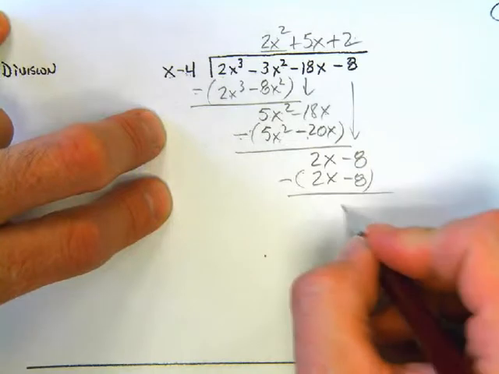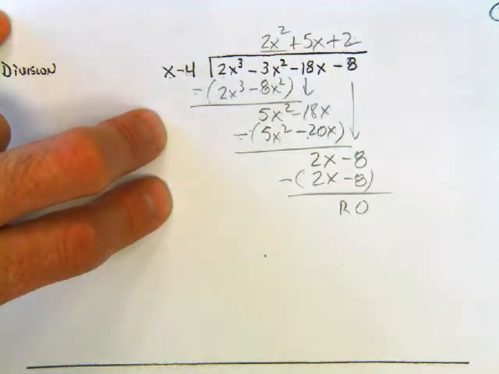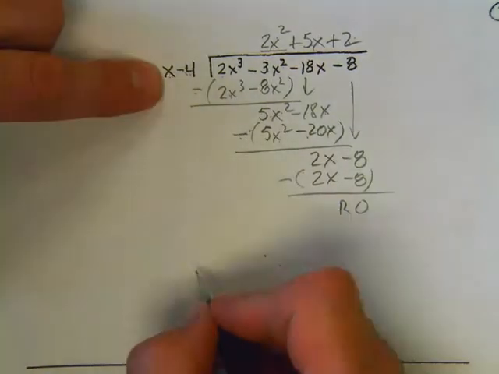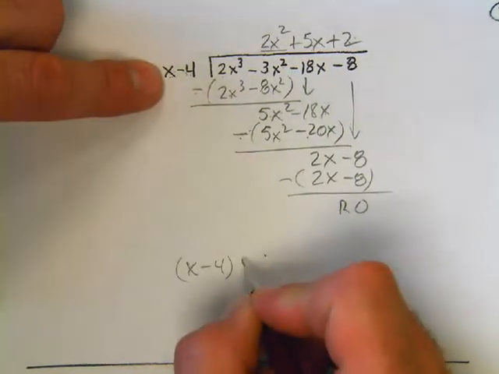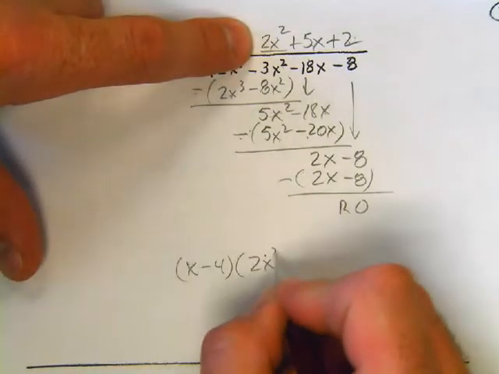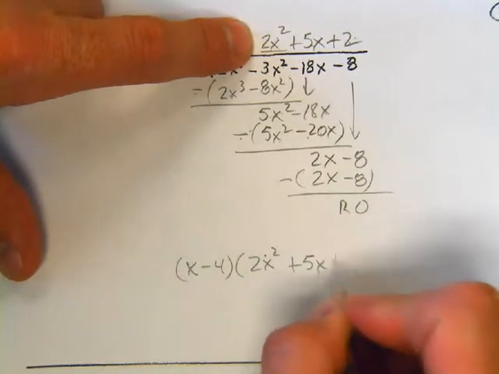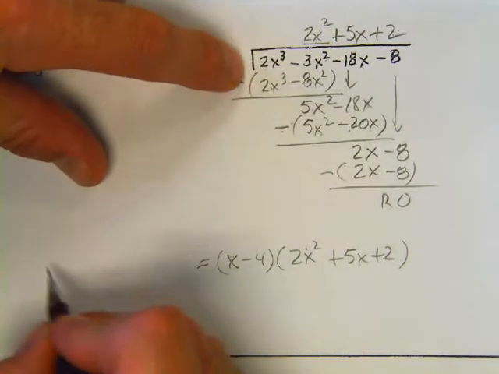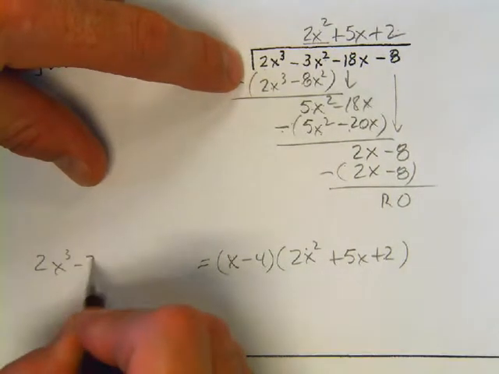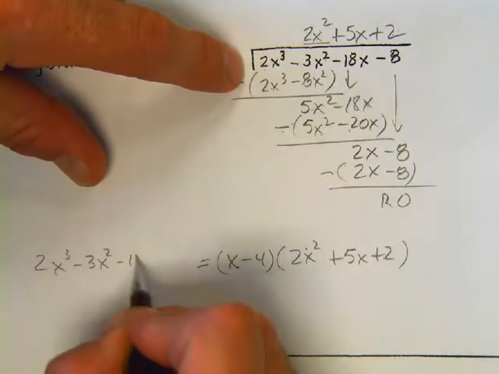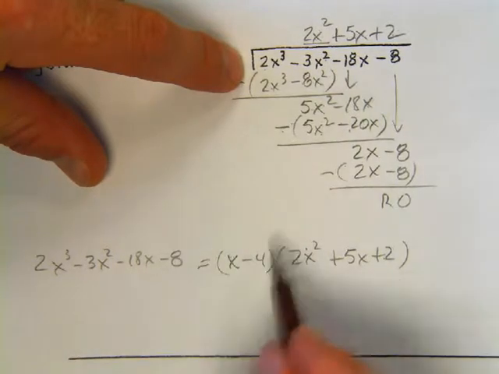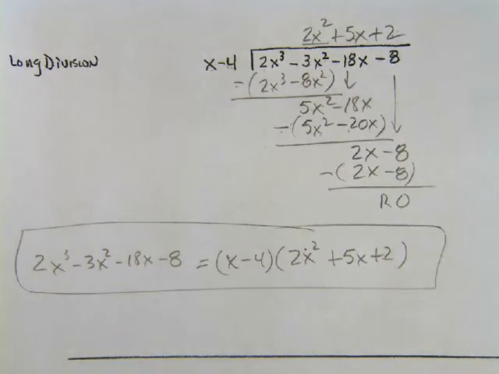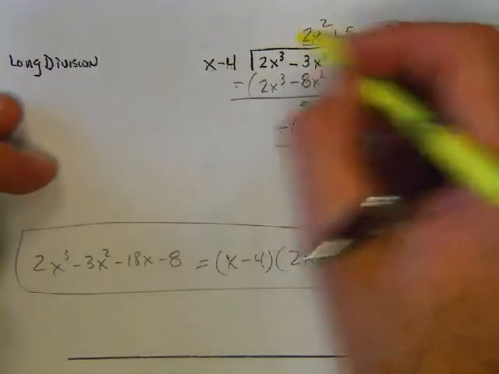Parentheses, subtract, remainder 0. So what we know is that x minus 4 times 2x squared plus 5x plus 2 is equal to 2x cubed minus 3x squared minus 18x minus 8. So we did it. We got the answer.